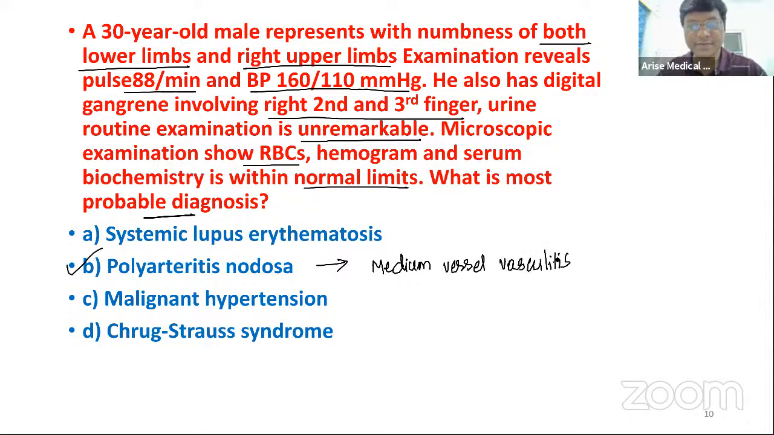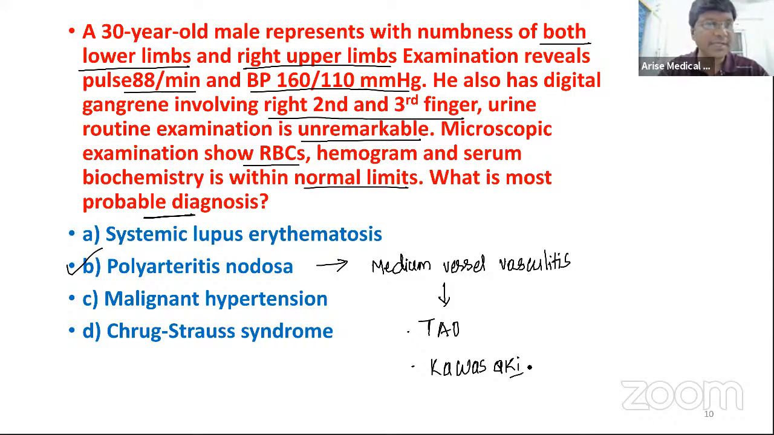Right, it is a medium vessel vasculitis. Okay, and this medium vessel vasculitis, that is polyarteritis nodosa. Remember, what are the other types of medium vessel vasculitis? What are the other examples? The other examples are TAO, that is thromboangiitis obliterans, right? Next, the other one we have for your medium vessel vasculitis is Kawasaki disease. So these are the examples of the medium vessel vasculitis.